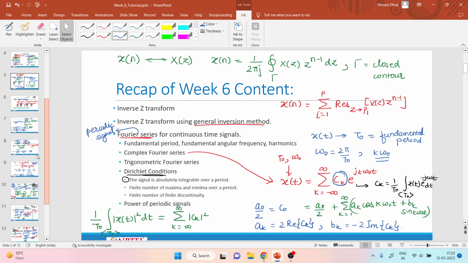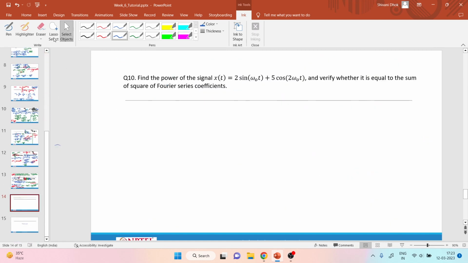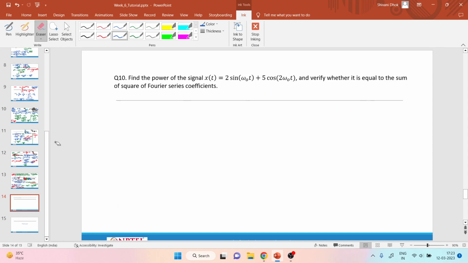This is actually a very helpful equation in many scenarios, especially when the signal is very complicated in the time domain, but it has a very good or simple representation in the frequency domain. So in that situation this equation actually helps a lot. So we have given a signal x(t) something like this, and we need to find its power.